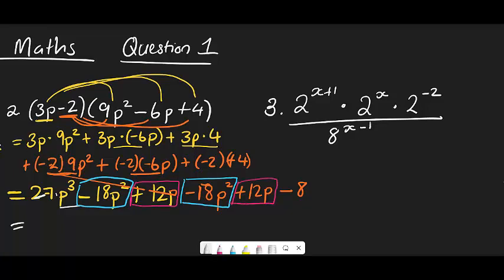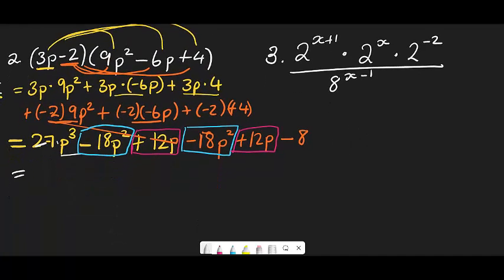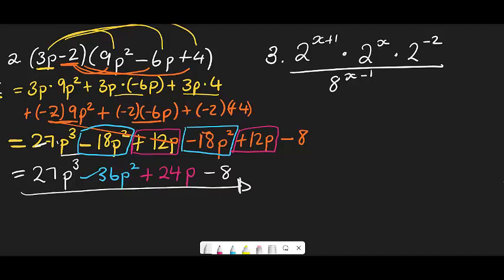We have 27p cubed. Now we're going to say minus 18 minus 18 gives me negative 36p squared. 12 plus 12 is 24p to the power of 1 minus 8. And that, ladies and gentlemen, is your final answer for this question.